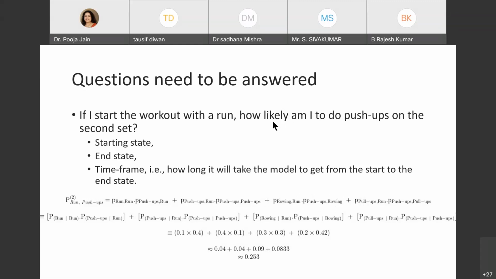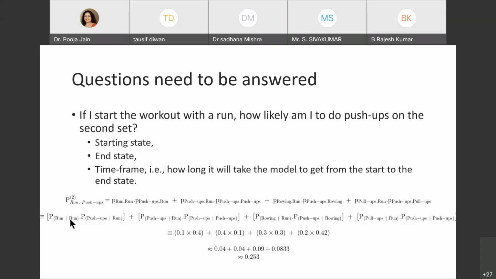Here, what is it asking? It is asking to start with running and end with push-up. Meanwhile, you can take any other option in between. It may be running, it may be rowing, or it may be push-up, or it may be pull-up. One more possibility: after running, once again perform the push-up after pull-up. See, there are four alternatives. Now these four alternatives we modeled in terms of probability.